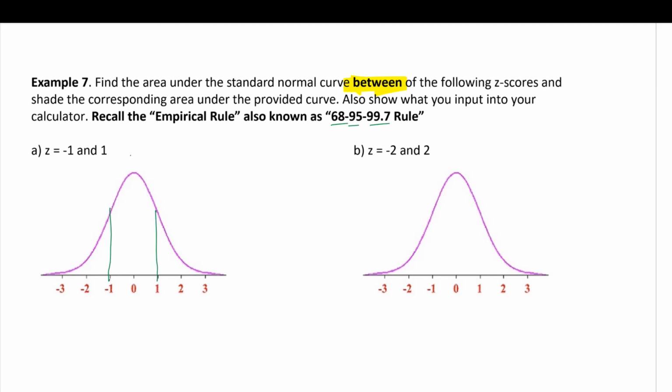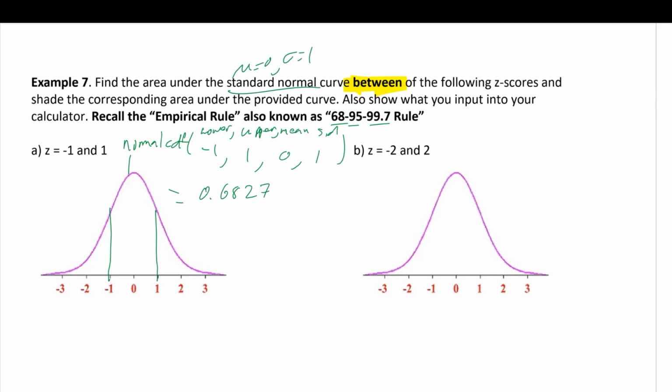Okay, let's use normal CDF. We have our lower, upper, mean, standard deviation. What's our lower bound? Well, it's -1. Upper bound, 1. Mean, 0. Standard deviation, 1. Why? Because it's standard normal. If you run that through your calculator, we get 0.6827. Again, there's our 68.